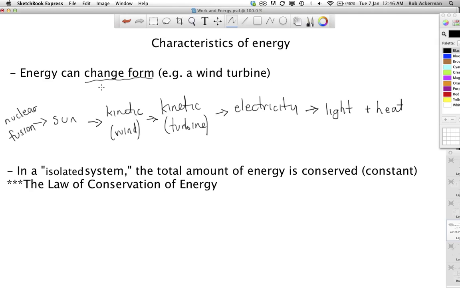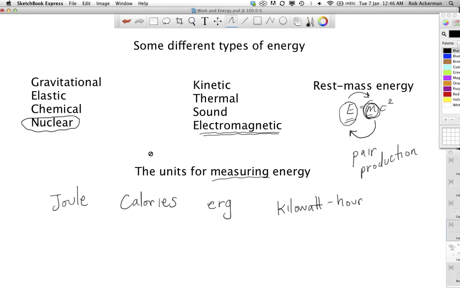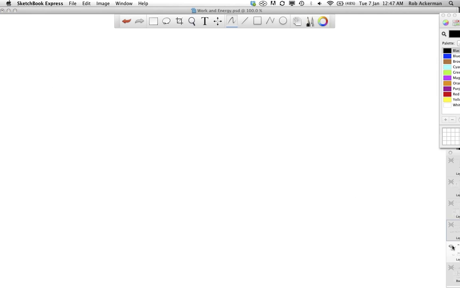And so we get the idea that energy can change form. And if we look back at the list of energies, I bet you can identify some of the ones we've talked about. There's nuclear right there for sure. There would be kinetic, the movement of the turbine; thermal, the motion of the particles in the air; the electromagnetic, the energy coming to us from the sun; and of course, the electromagnetic in terms of turning on your lights, and then the heat that's produced, and so on and so forth.